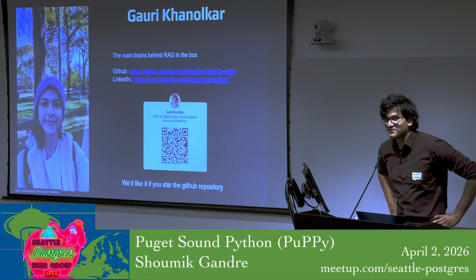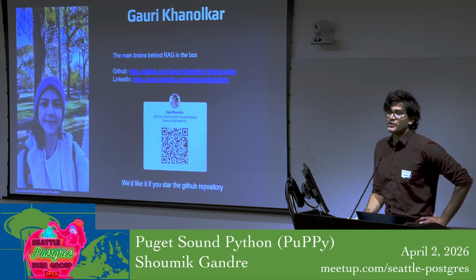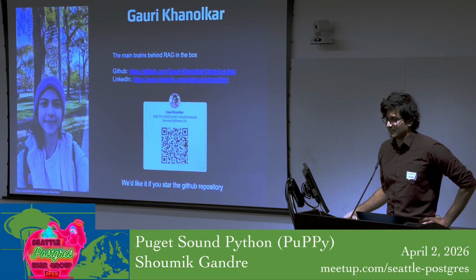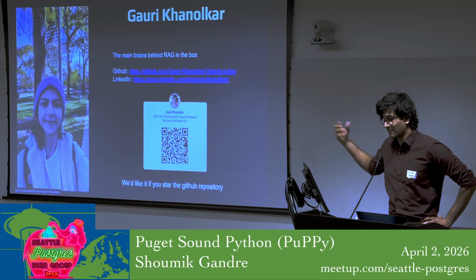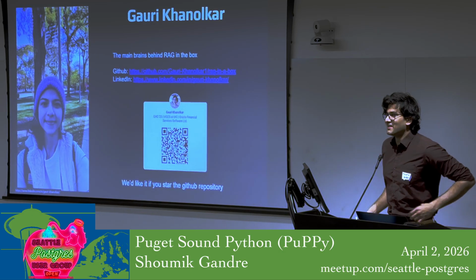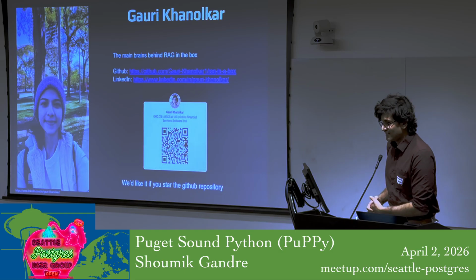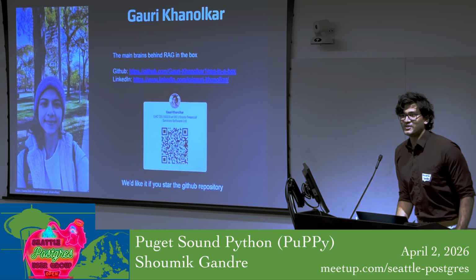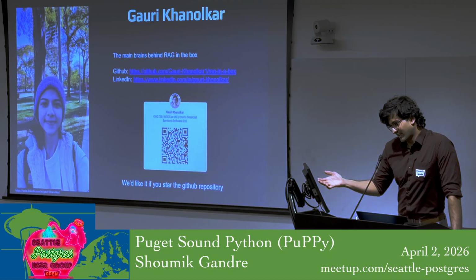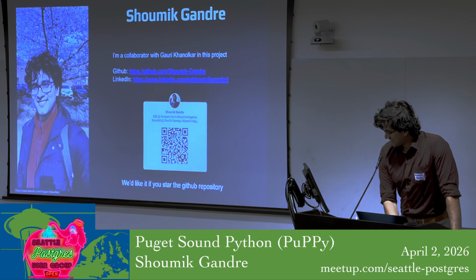this project is RAG in a Box. Gauri Khanolkar was the brain behind this. We want to do something different. When you think of RAG systems, you think of asking the LLM a question, something going on in the background that grabs some information, and the LLM regurgitating something for us. But how does the information get into the place where the system grabs it from? We over-engineered the problem, so we'll be talking about that. This is our GitHub page, and we'd like it if you star the GitHub repository.